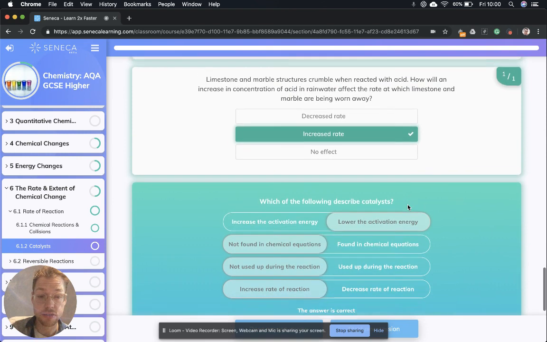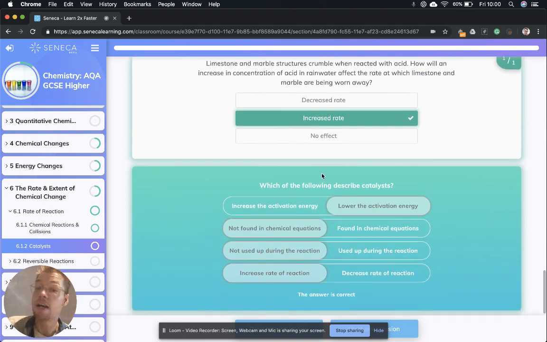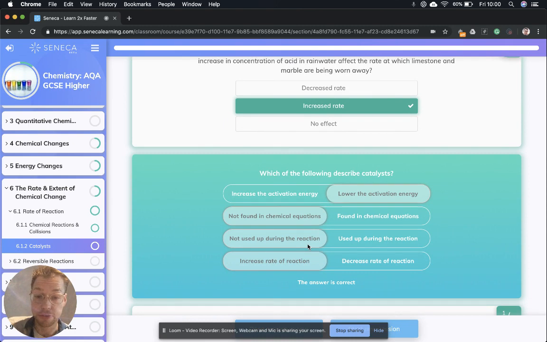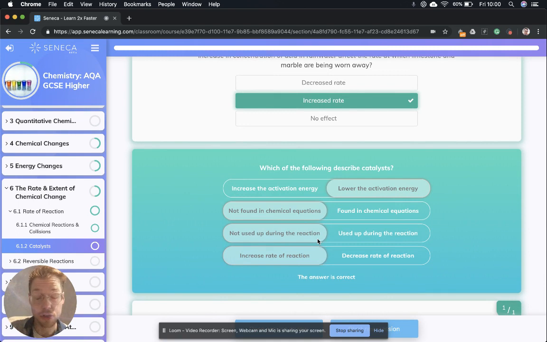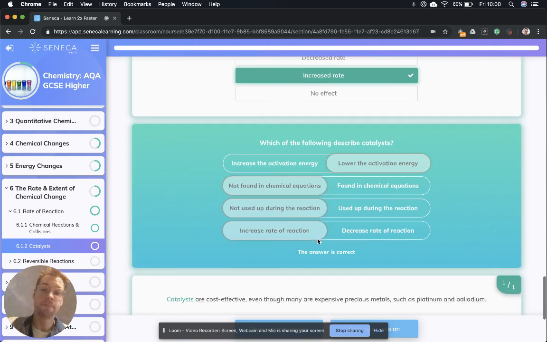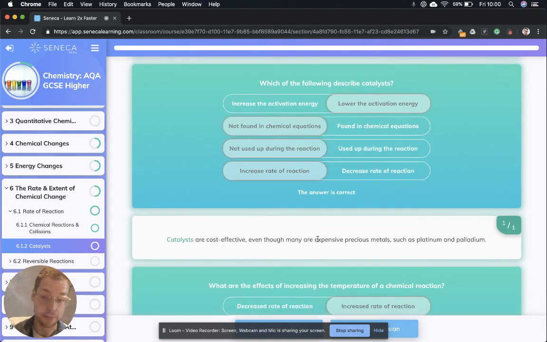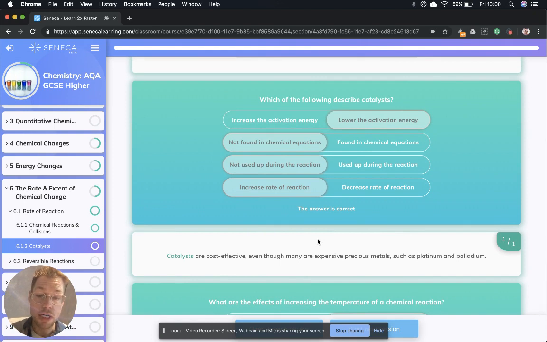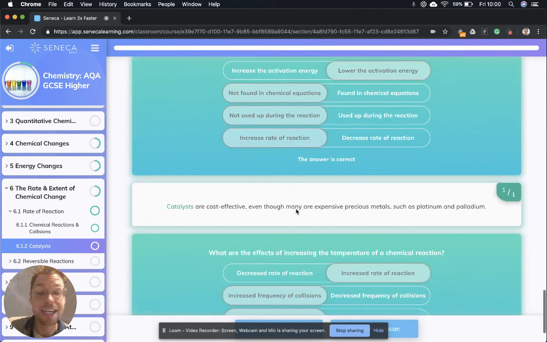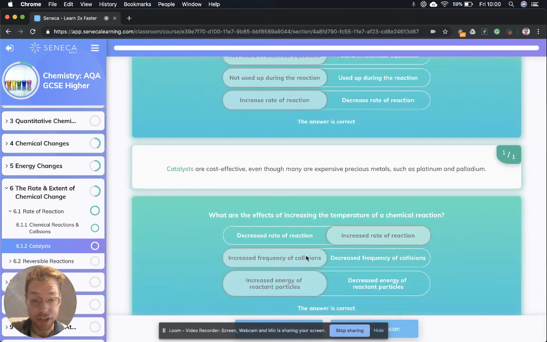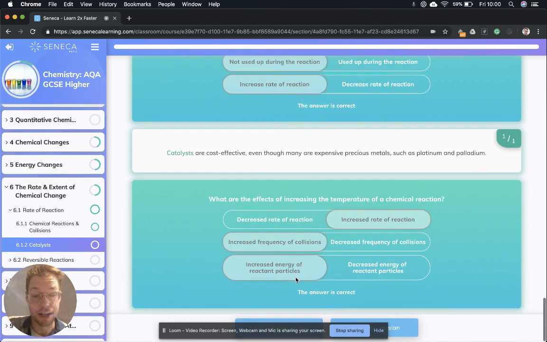Okay, so key things that describe catalysts. They lower the activation energy. We don't put them in the chemical equation. They're not used up in the reaction, but they increase the rate of reaction. So those are the 4 key points that I would make sure you really understand about catalysts, okay? And they're often cost effective, even if they're made of expensive metals like platinum. Right, so let's review quickly. What are the effects of increasing temperature on a chemical reaction? Is it going to increase or decrease the rate? Increasing the temperature increases the rate because there's more frequent collisions and there's increased energy of the reactant particles.